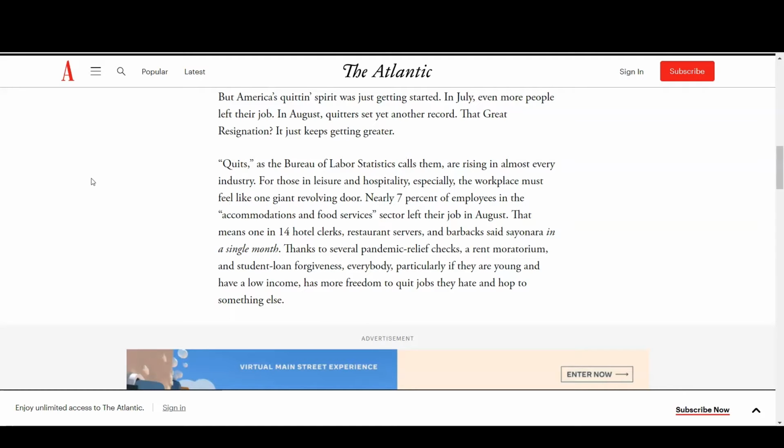Everybody, particularly if they're young and have low income, has more freedom to quit jobs they hate and hop to something else. So the author is recognizing that 3 factors are leading to this: pandemic relief checks from the government, a rent moratorium instituted by the government, and student loan forgiveness, also instituted by the government. So, just like everything the government touches, I feel like it is artificial. They are creating an artificial situation. It's not an organic situation.